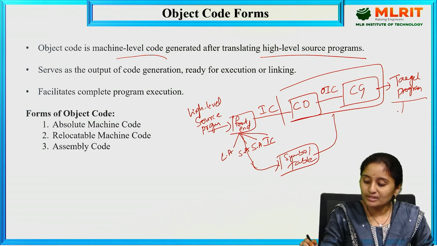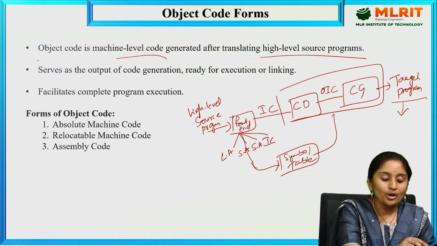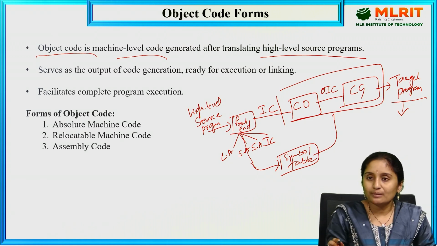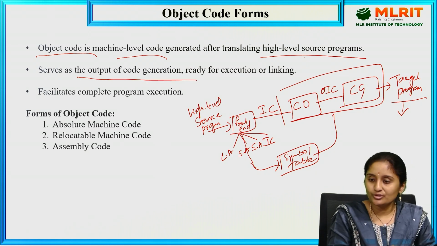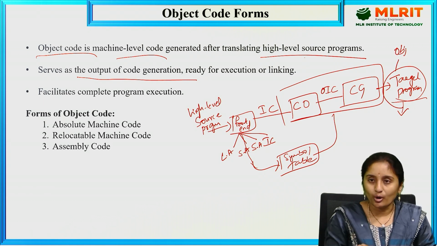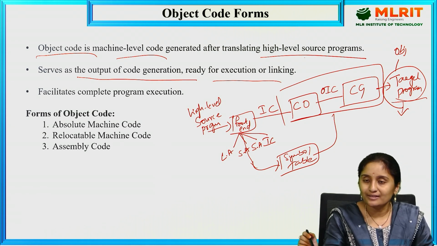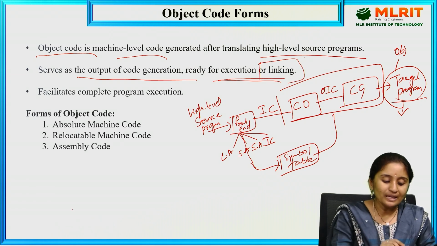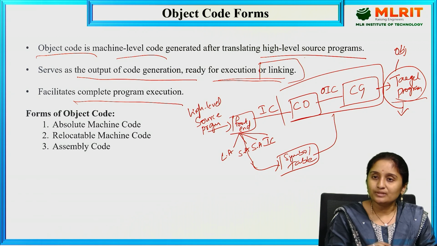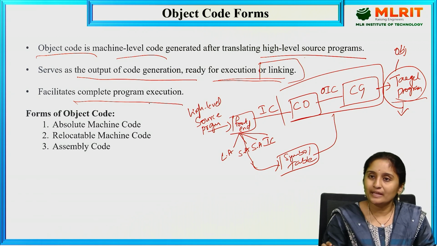The target program which it generates, we are going to call it the object code. After translating the high level source program, it serves as the output of the code generator. The output of the code generator is the target program, which we can also call the object code, and which is ready for execution. It can be directly executed. There are no errors, it is efficient, and it is in a clear, understandable format. There is no linking done here, so it facilitates complete program execution. The program is completely executable, with no errors in it.